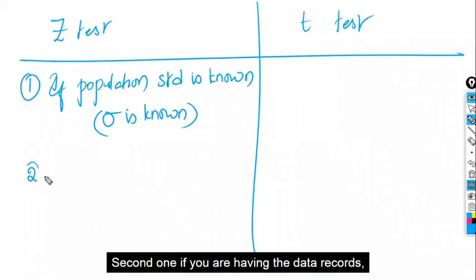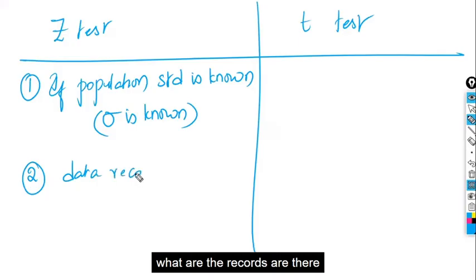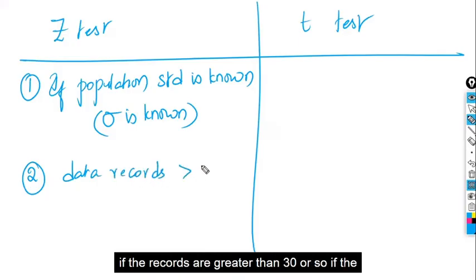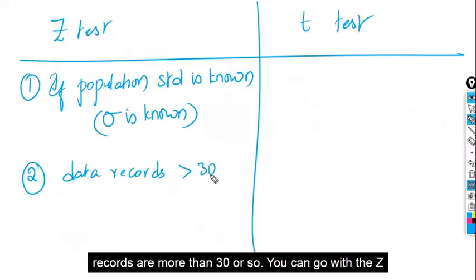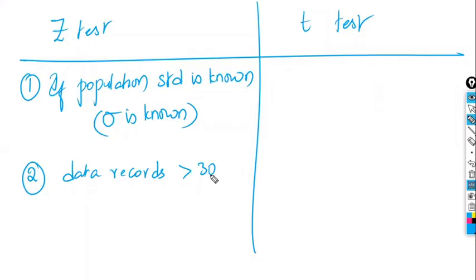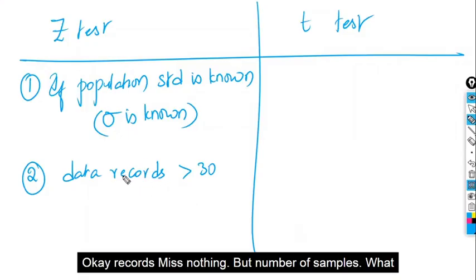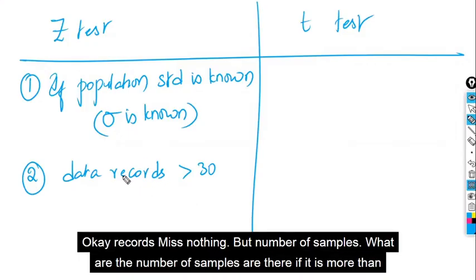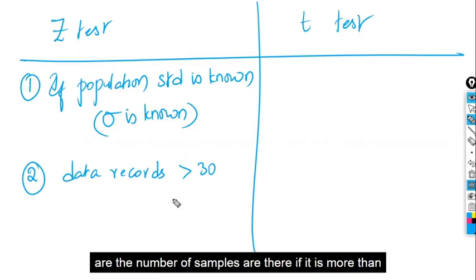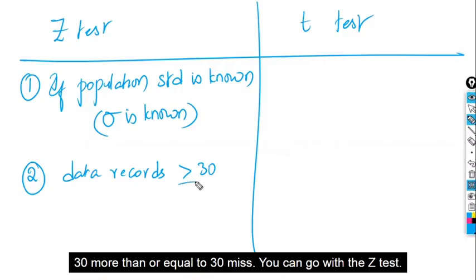Second, if you have data records, meaning the number of samples, and the records are greater than 30, more than or equal to 30, then you can go with the Z test.